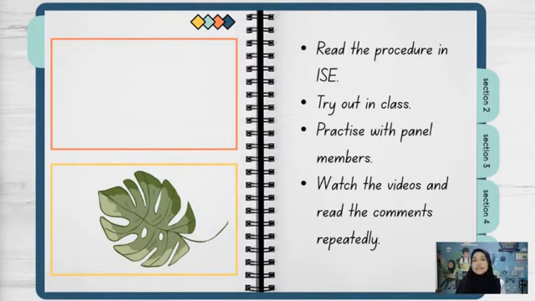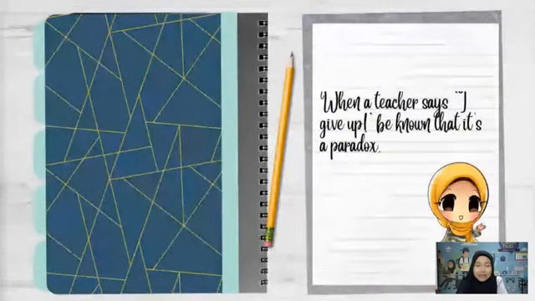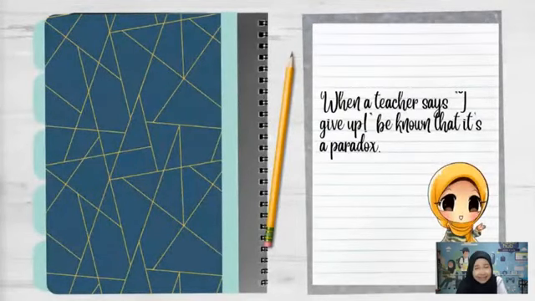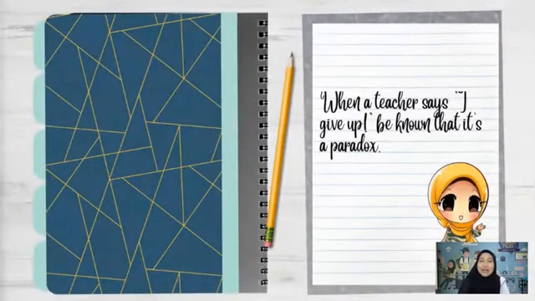So basically, these are the things that I want you to think of, teachers. I know it's hard. Sometimes when a teacher says, I give up, I give up, be known that it's a paradox. You believe that? I don't believe. If a teacher says, I give up, they always say that, but they never meant it.